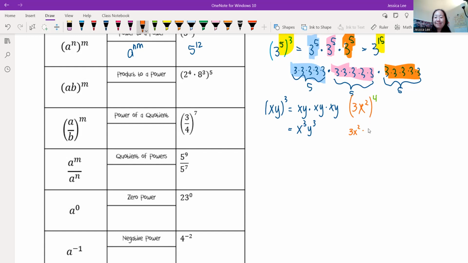I heard you say it in your head. So we're going to have that 4 times. So 3x squared times 3x squared times 3x squared times 3x squared. Okay, so there's 4 of them, right? And so what we're going to do is take all these numbers, since we're all multiplying these numbers. So multiply. So 3 times 3 times 3 times 3, right?